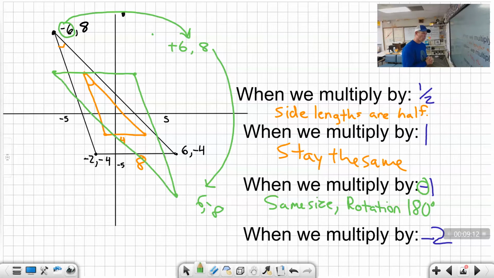Okay, the last one. When we multiply by a negative 2. Well, what happens when you multiply by a negative? What happens when you multiply by 2? Doubled side length. So if I combine those two things, when we multiply by negative 2, I'm going to rotate 180 degrees because of the negative, and I'm going to double side lengths because of the 2. So let's make sure we have both of those things. When we multiply by negative 2, we're going to rotate 180 degrees and double the side lengths.